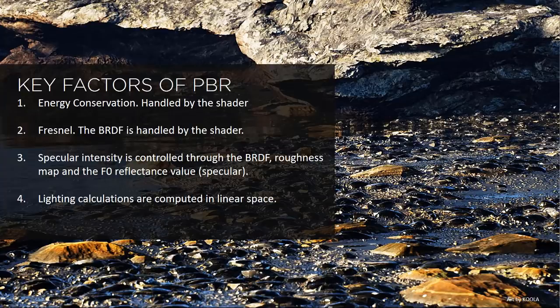And then what I like to say is when we look at specular intensity, it's controlled through the BRDF, the roughness map and the F0 reflectance value. So all three of those are what's really controlling the specular intensity. And now we know that we're not changing the BRDF, and most of the time we don't even need to change that F0 value. So it's like you said earlier, Fabrice, you're really looking at that roughness map. Yeah. Roughness is where all the creativity happens. Exactly. Yes.